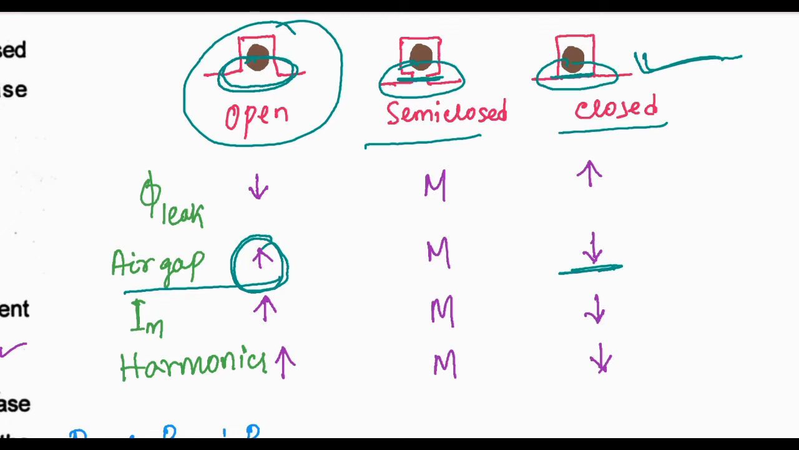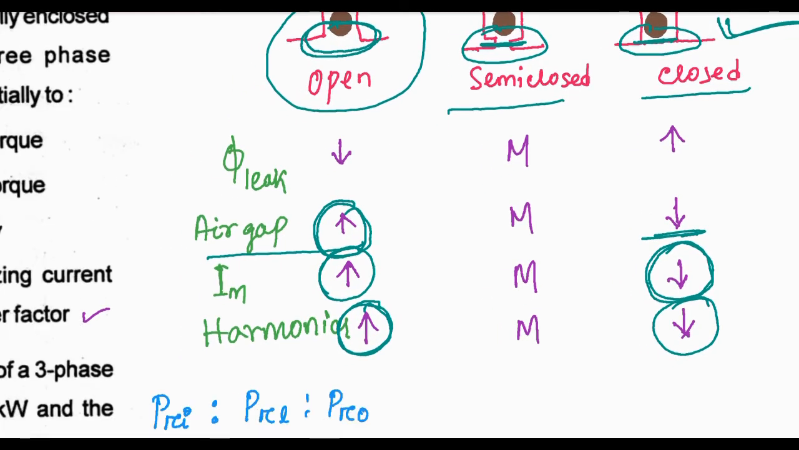So more current is drawn by the starter, and in case of closed slots less current is drawn because the air gap is less. Here harmonics are also more because the air gap is non-uniform. But in case of closed slots harmonics are less due to a partially uniform air gap, and in case of semi-closed, everything is medium in comparison to open and closed.